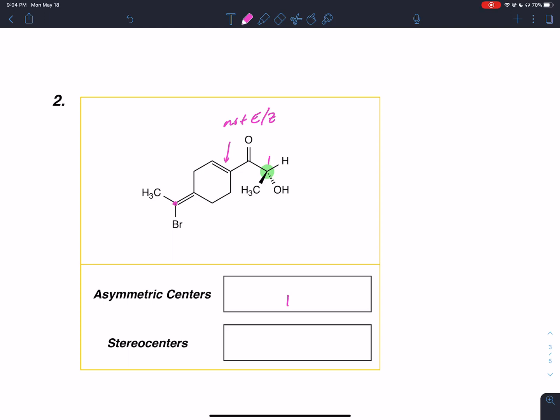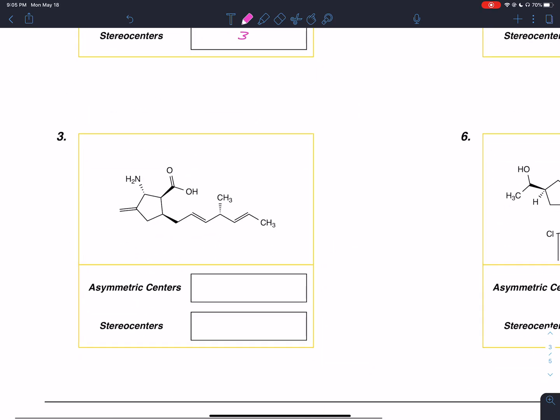Here, because this carbon has 2 distinct groups, and this group is different from that group, if you were to draw a line here, we see a difference in the connectivity of the groups. Therefore, this is an EZ double bond. It can be exo to the ring, meaning outside of the ring as opposed to endo. And both of those carbons would be considered to be stereocenters. So we have a total of 3 stereocenters in this molecule.